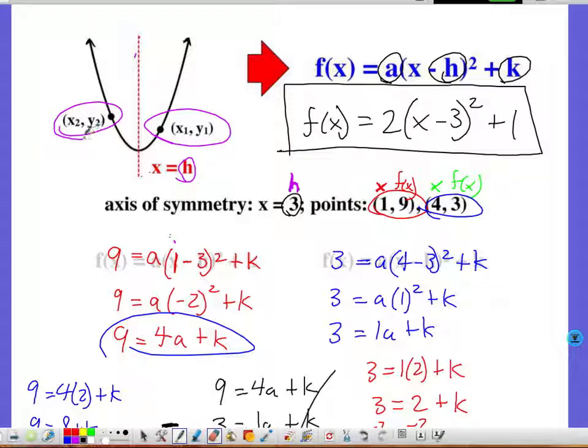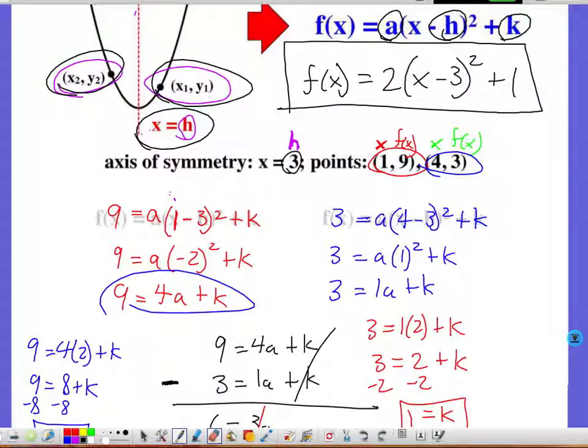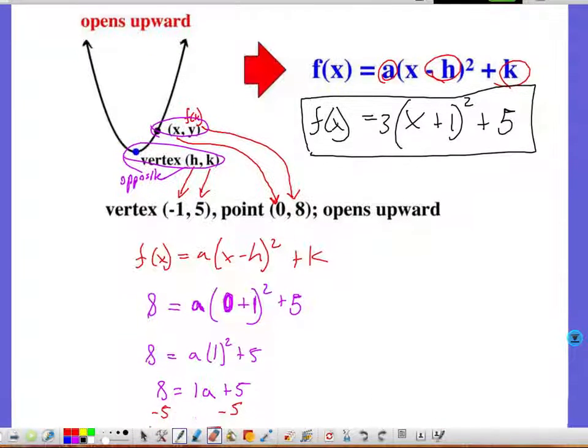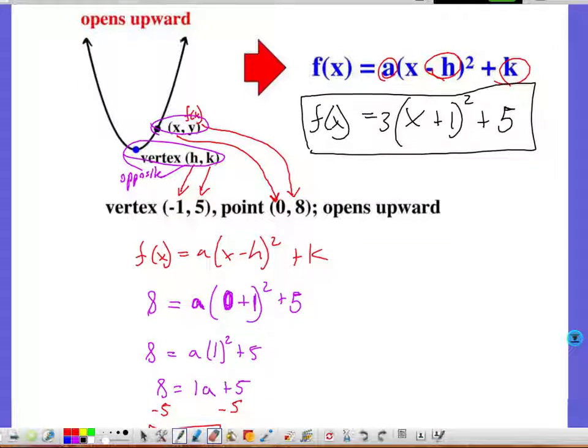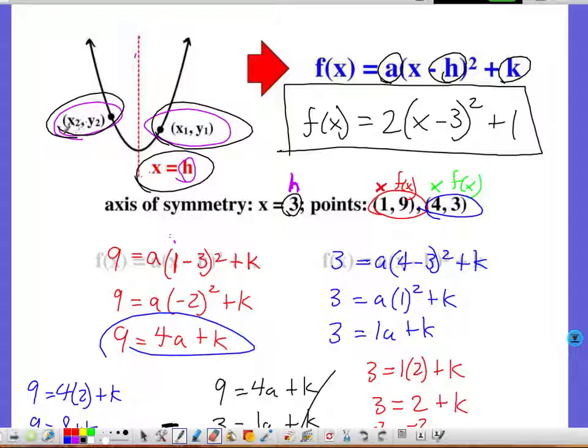So can you see how we took 2 points on the parabola and the axis of symmetry in order to find my vertex form of the quadratic function? And these two examples that we just did are basically what lesson 3.2 is about. The first one, you're given the vertex and a point on the parabola to find the quadratic function in vertex form, and the second problem is you're given 2 points on the parabola and the axis of symmetry to find the vertex form.